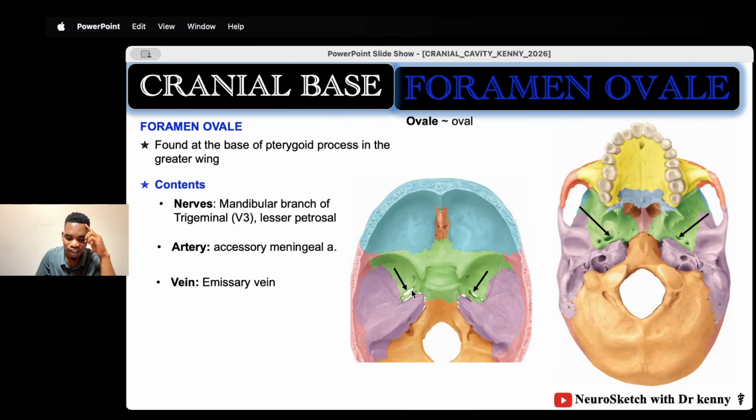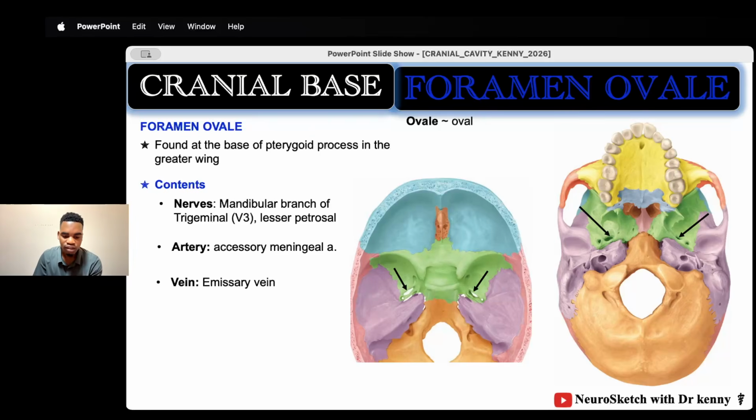Next is going to be your foramen ovale, which is oval shaped, and the foramen ovale is very famous for transmitting the mandibular branch of the trigeminal nerve, which is V3, but it also transmits another nerve, which is the lesser petrosal nerve. And then apart from that, it also transmits the accessory meningeal artery and the emissary vein. That's for foramen ovale. We are just repeating, and this is also the inferior view, viewing your foramen ovale.